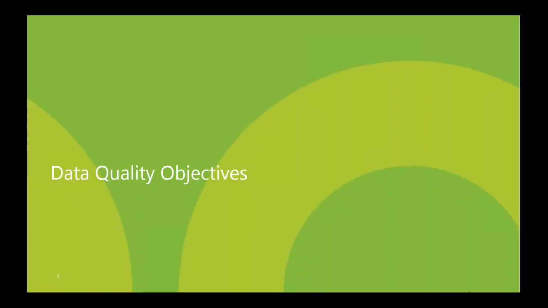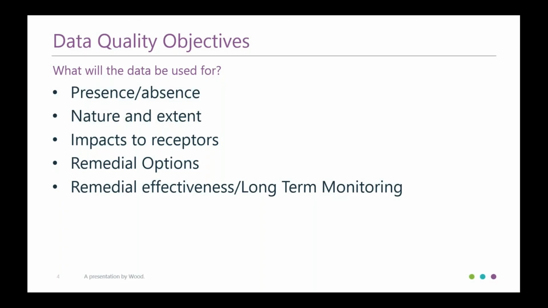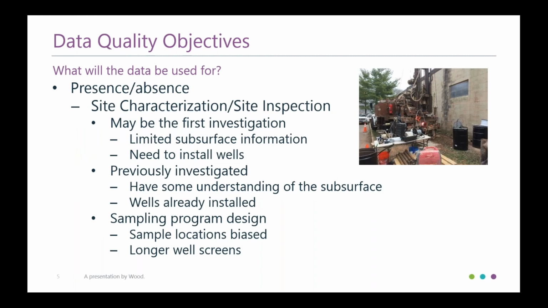So, data quality objectives. Before you can do anything, you really need to establish what your data quality objectives are. And with groundwater, it changes for every type of investigation scenario that you'll be going through on any site. So these are the base data quality objectives that I could think of for groundwater, starting with the presence, absence, and eventually getting to hopefully remediation and evaluating long-term effects. So what is your data going to be used for?